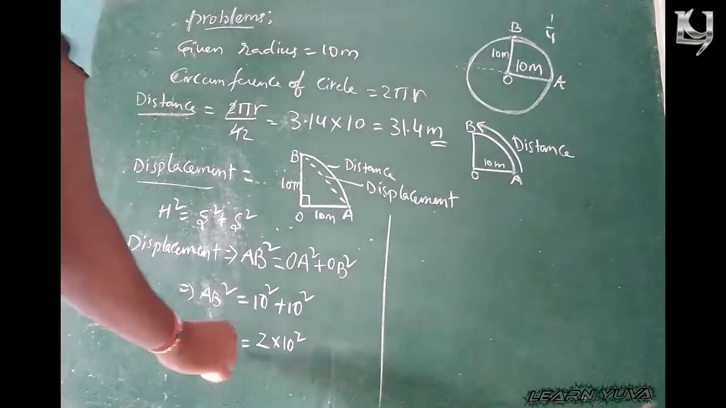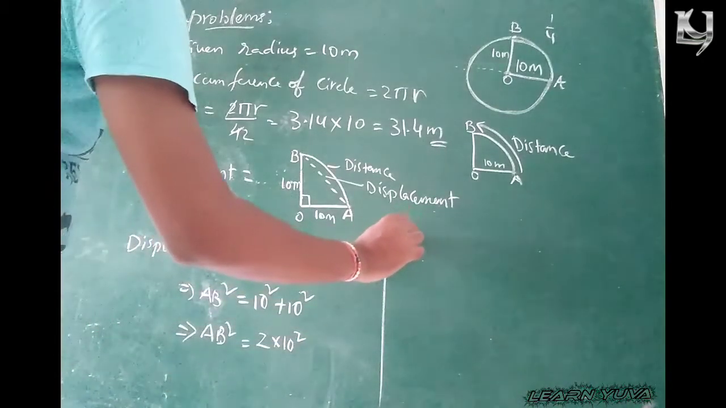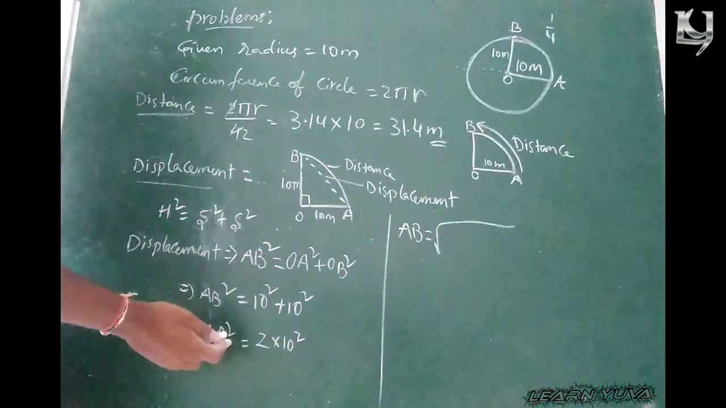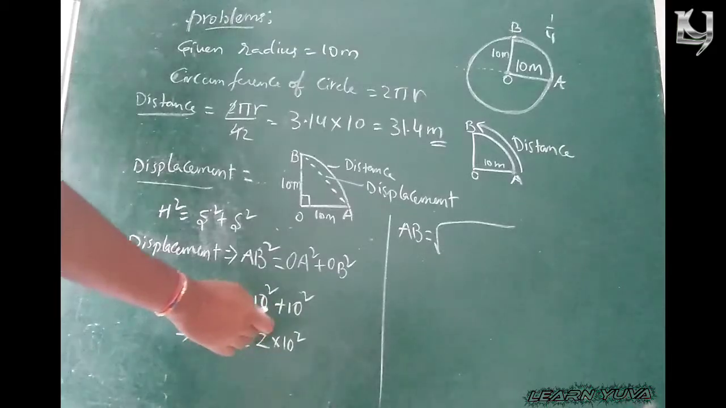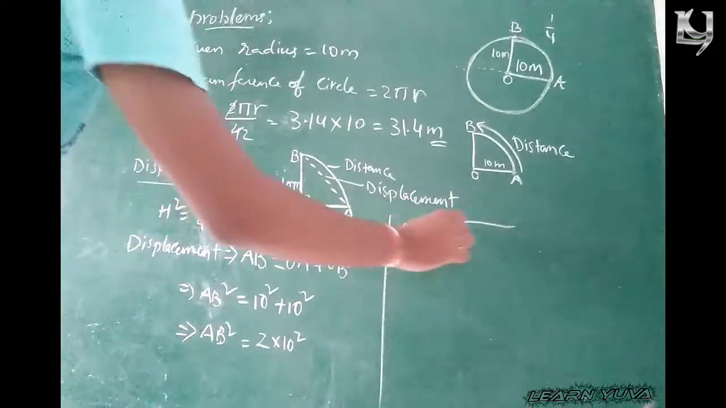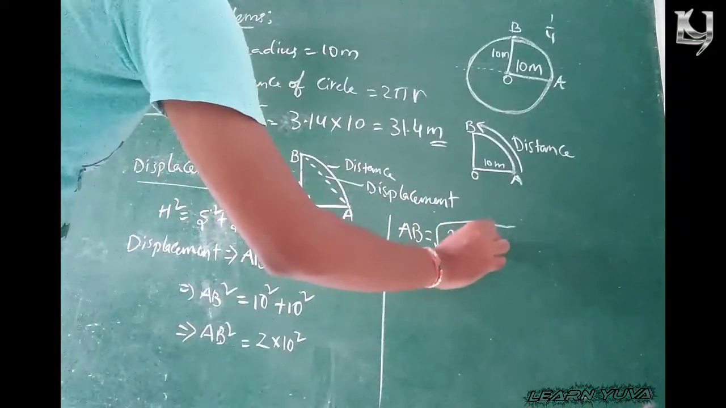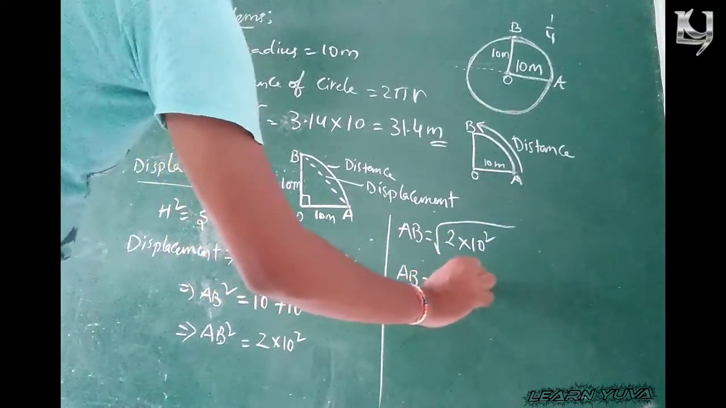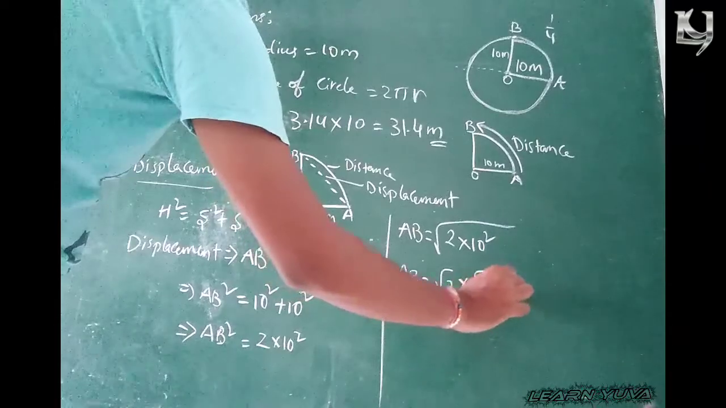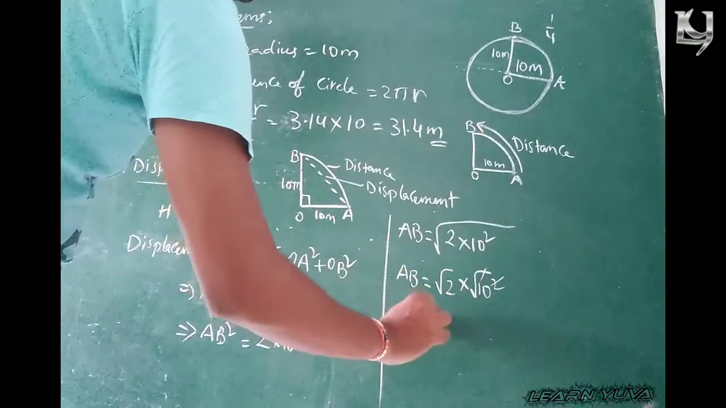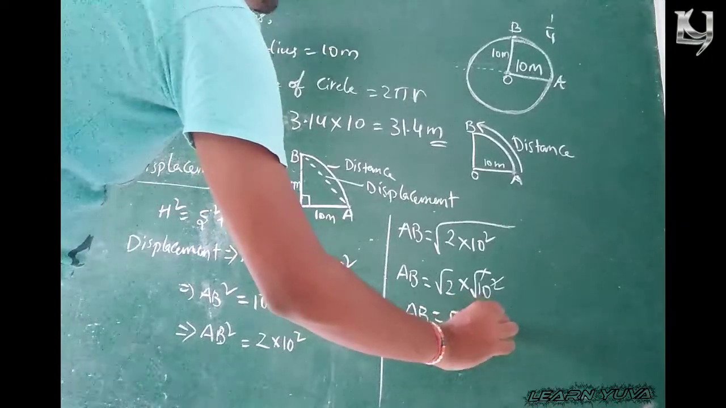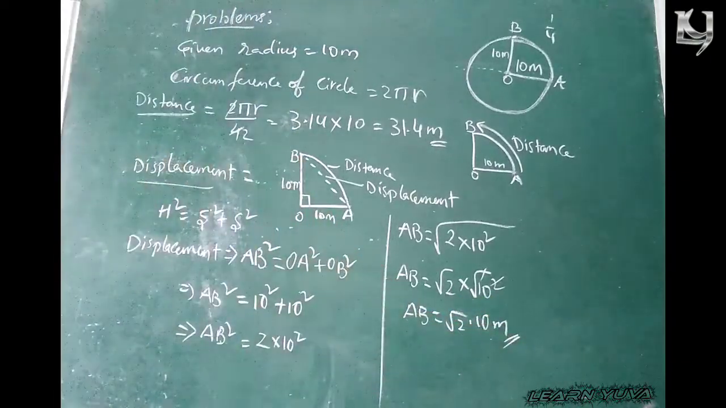Okay. We need AB value. AB square, if we send the square to that side, that becomes square root. So 2 into 10 square. So AB is equal to root 2 into root 10 square. Root gets cancelled. Then AB is equal to root 2 into 10 meters, or 10 root 2 meters.